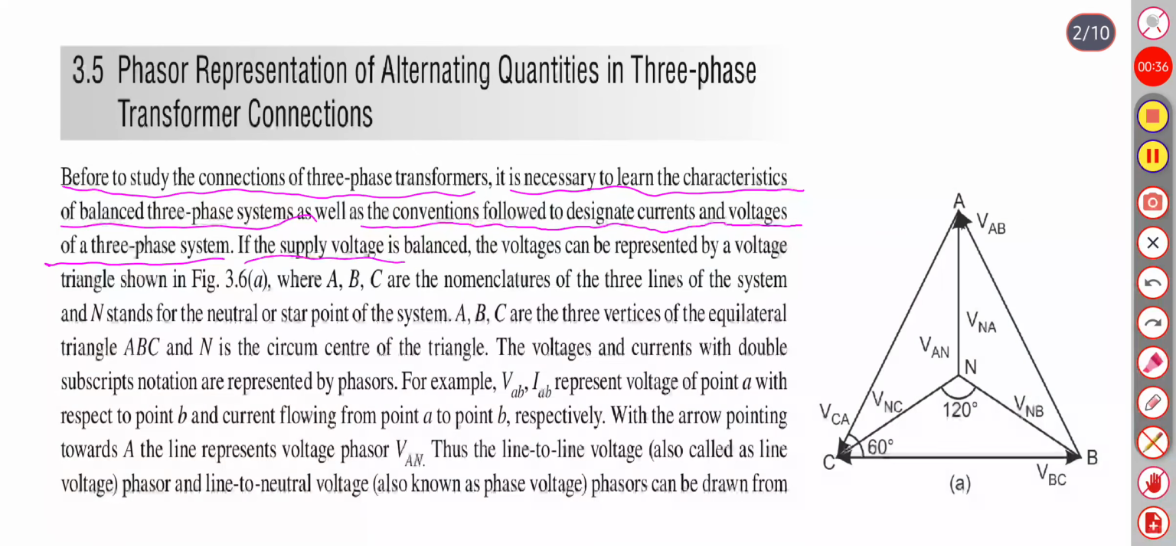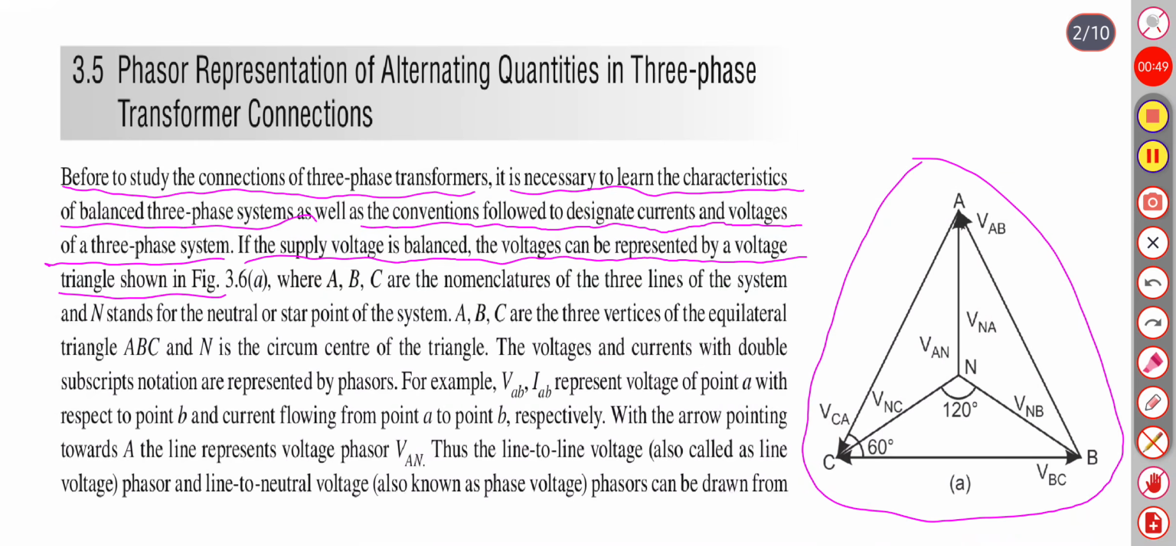If the supply voltage is balanced, the voltage can be represented by a voltage triangle shown in this figure. So this is the voltage triangle. A, B, C are the nomenclature for the three lines of the system, and N stands for the neutral or star point of the system. A, B, C are the three vertices of an equilateral triangle, and N is the circumcenter of this triangle.